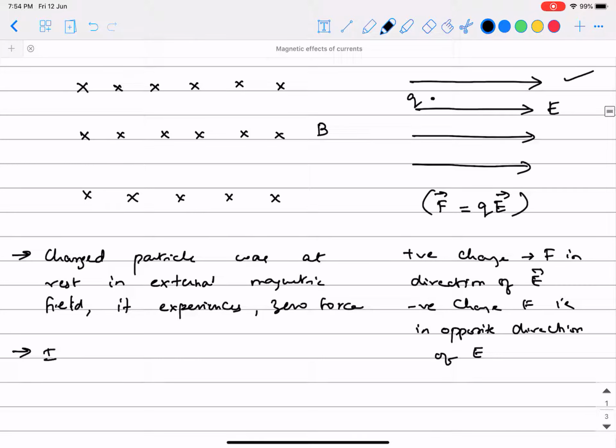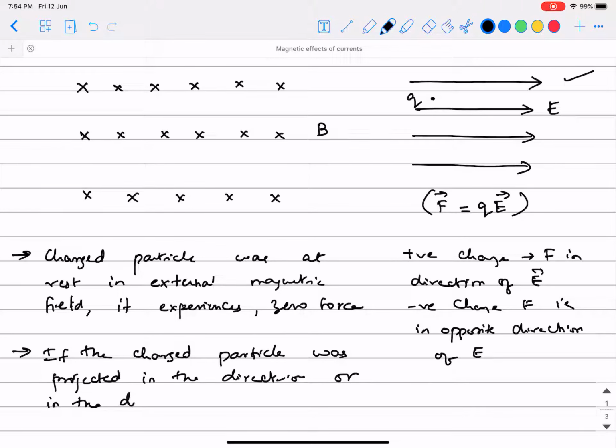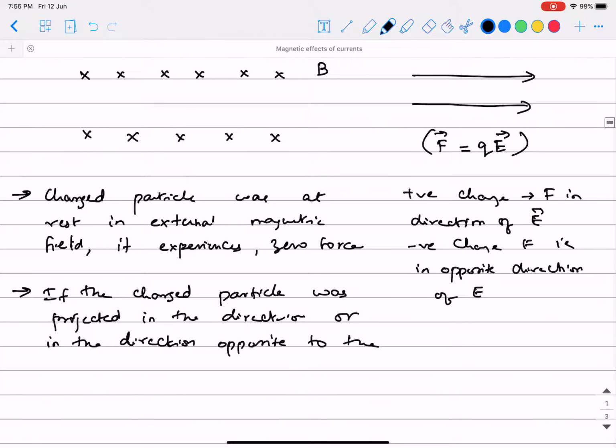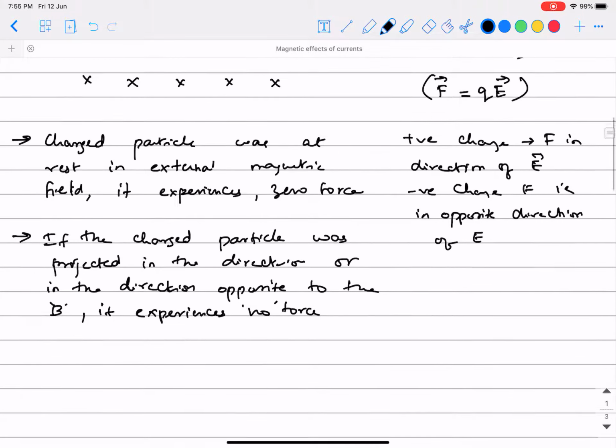Second, if the charged particle was projected in the direction opposite to the magnetic field, it experiences no force. That is, again, the force is going to be zero.